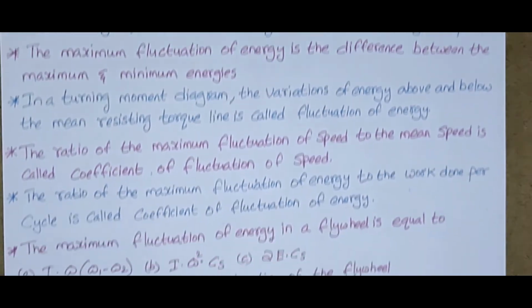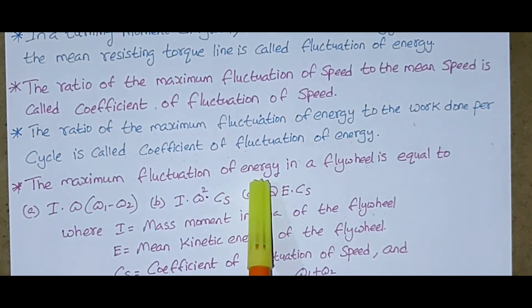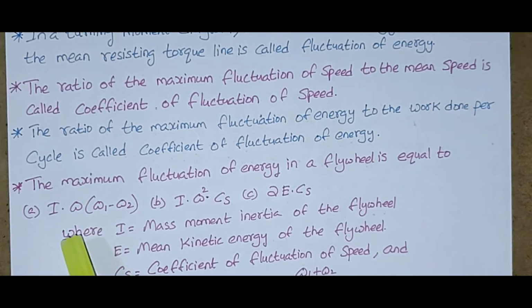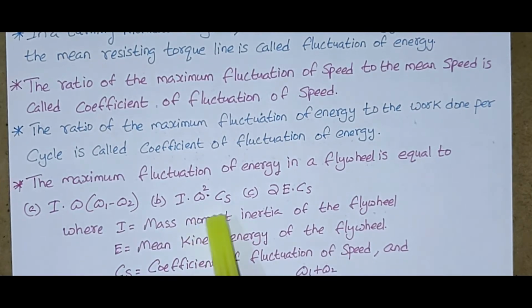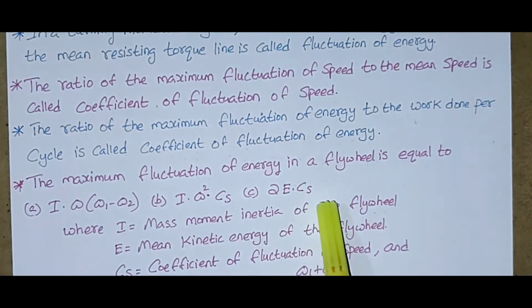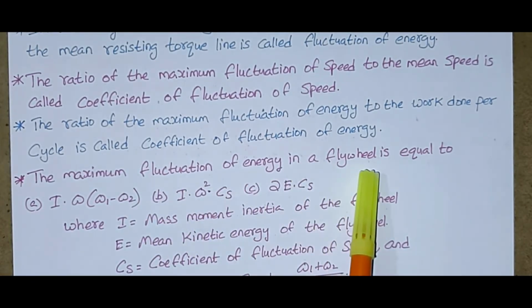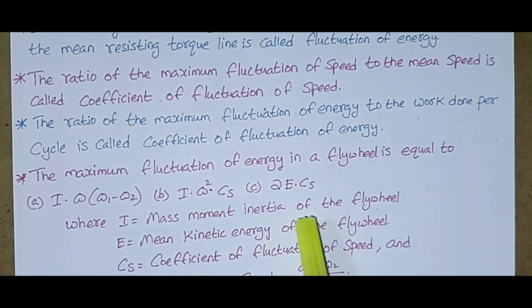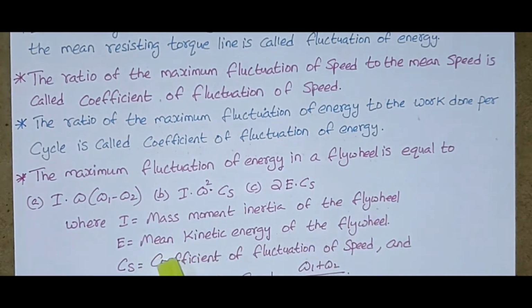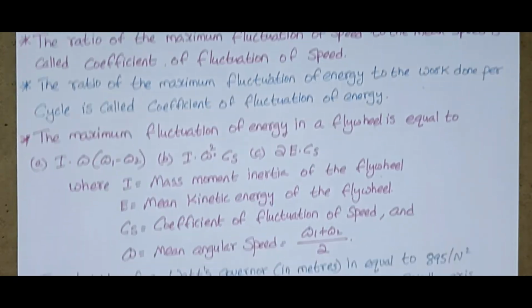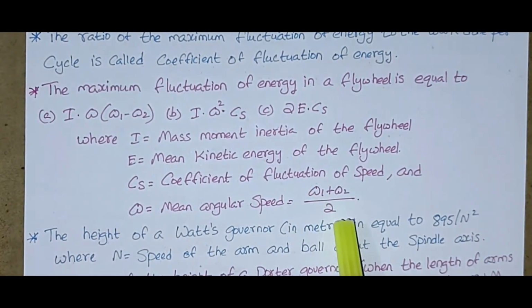Okay, right. Next, the maximum fluctuation of energy in a flywheel is equal to I into (omega 1 minus omega 2), I into omega square into Cs, and 2E into Cs. So these three come under the maximum fluctuation of energy in a flywheel. Where I is the mass moment of inertia of the flywheel, E is the mean kinetic energy of the flywheel, Cs is the coefficient of fluctuation of speed, and omega is the mean angular speed, that is equal to (omega 1 plus omega 2) by 2.